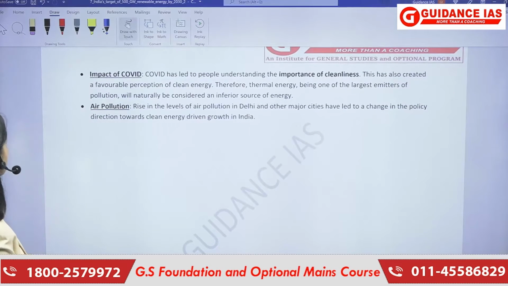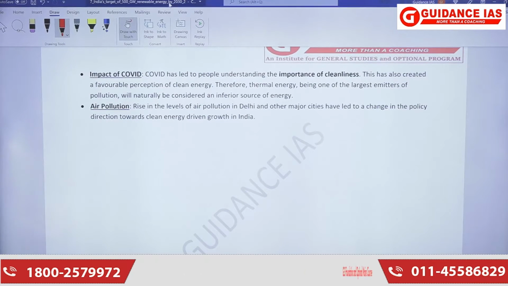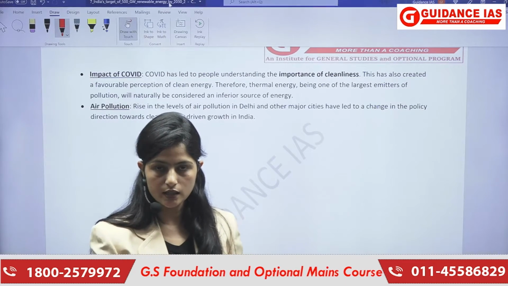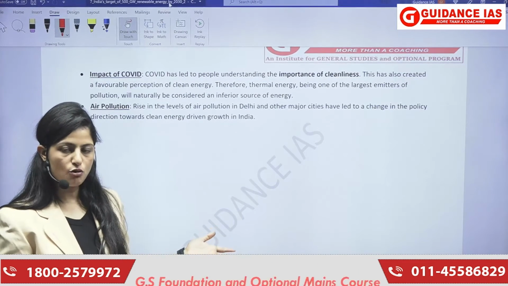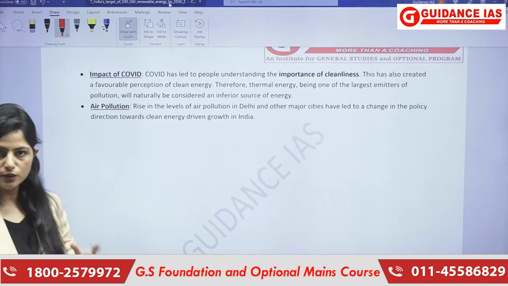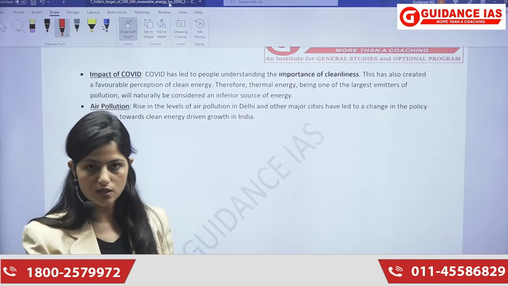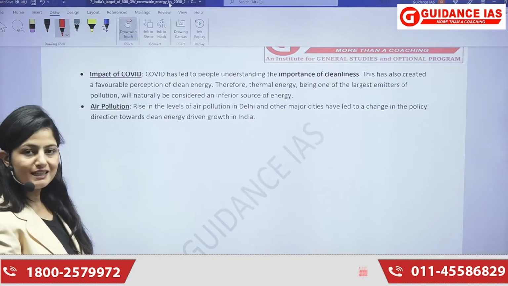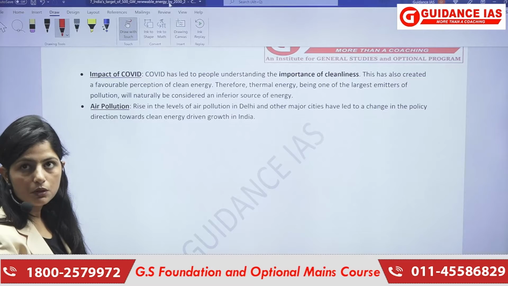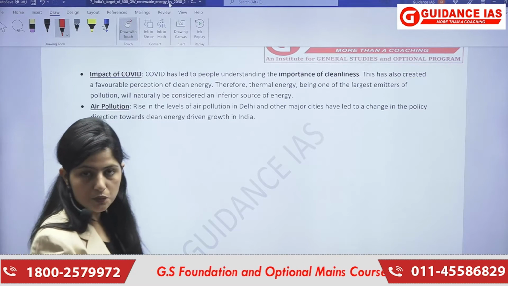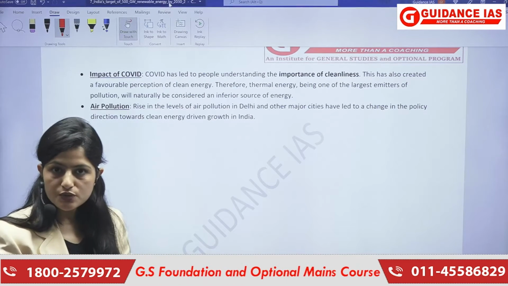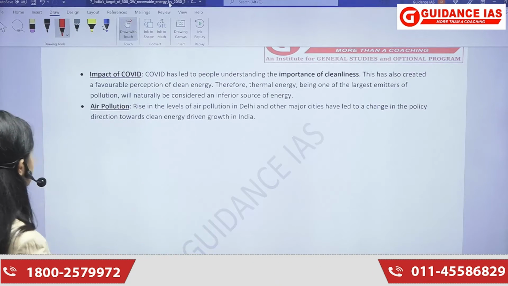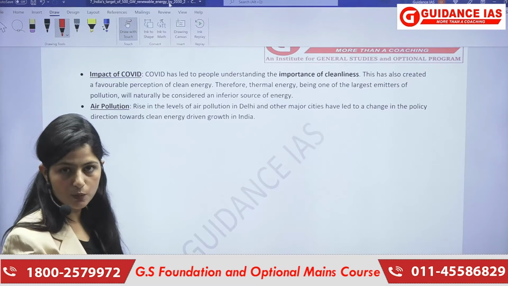Up next we have the impact of COVID. Impact of COVID, I've told you that because of COVID a lot of our focus went to cleanliness. And like I've mentioned already, the economy had slowed down, but as soon as things opened, we required a lot of energy, and to meet all the demands our economy made, we had to come up with these sources.